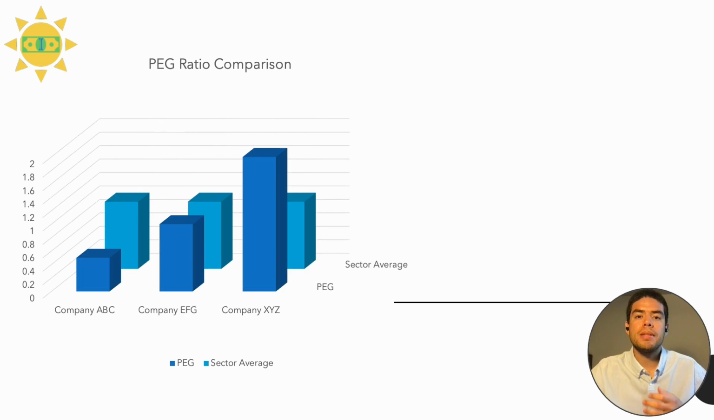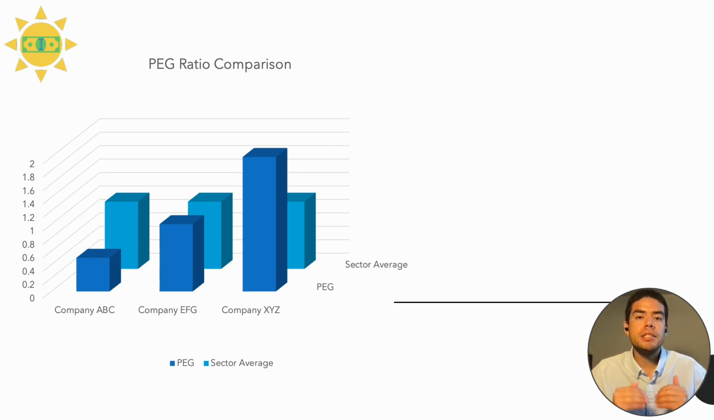be similar. Here are the 3 companies. We have company ABC, company EFG, and company XYZ. Now, company ABC has the PEG ratio of 0.5. Company EFG has the PEG ratio of 1, and company XYZ has a PEG ratio of 2. Now, the sector average is a PEG ratio of 1.